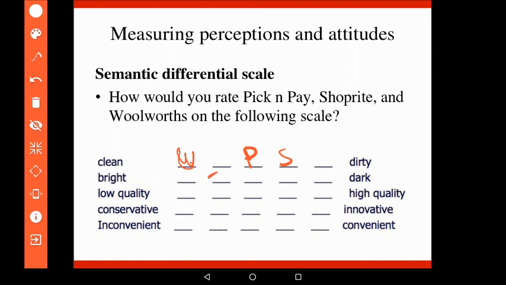Bright? Well, ShopRite is pretty bright, then we have Pick n Pay, and then we have Woolworths. Quality, Woolworths is definitely the highest. Oh, sorry, that's low quality. In terms of ShopRite is the lowest quality. Then we have Woolworths and Pick n Pay is over there. Innovative, Woolworths is very innovative. Then Pick n Pay, ShopRite not so much. Convenient, and then you can carry on and you can give people this. This is a semantic differential scale.